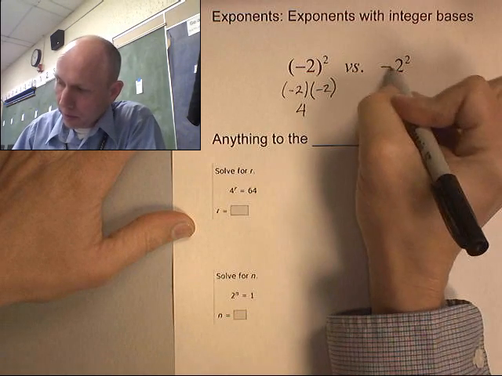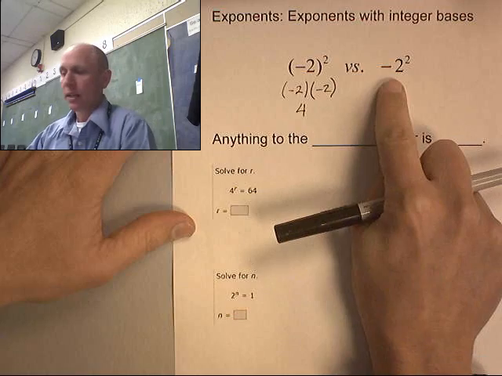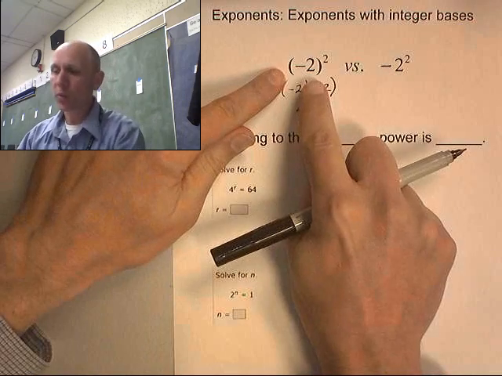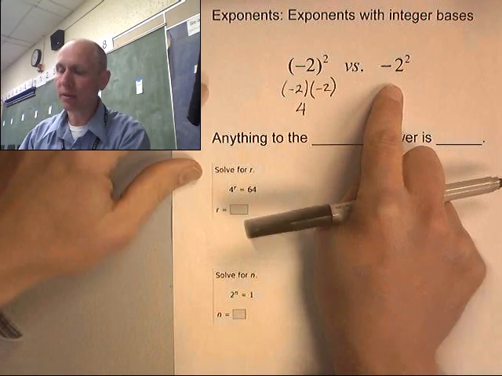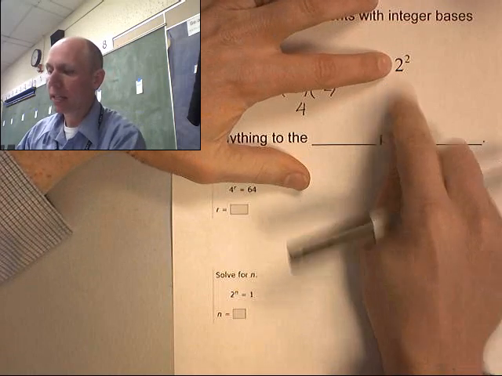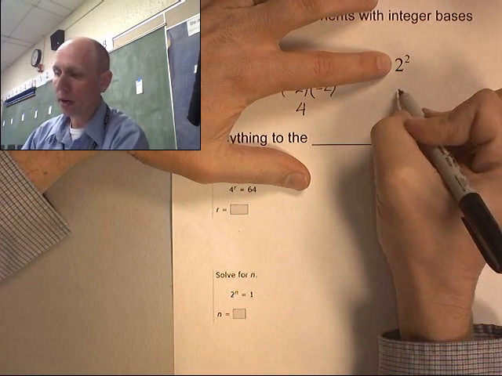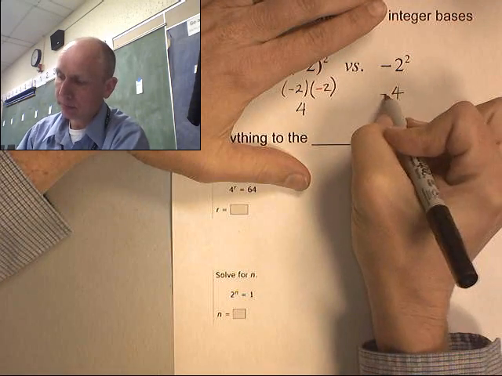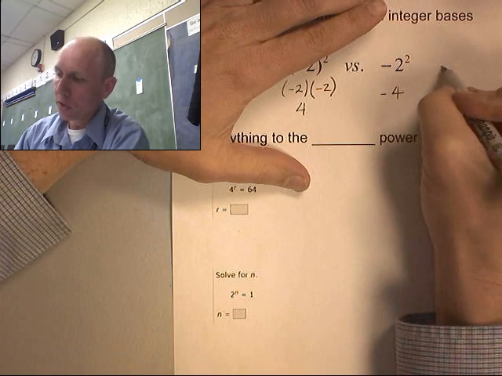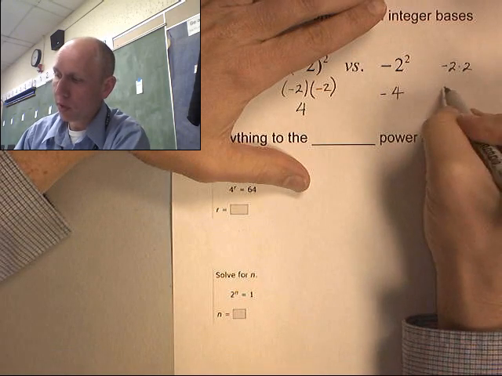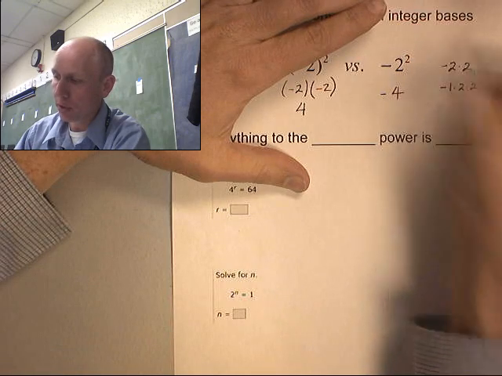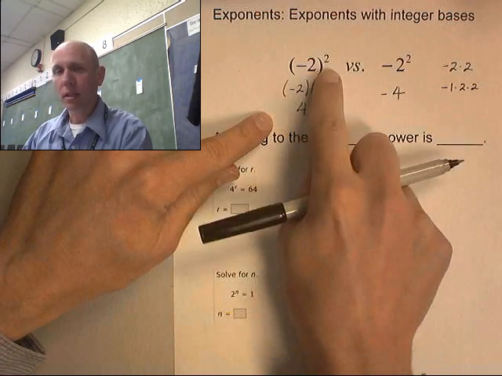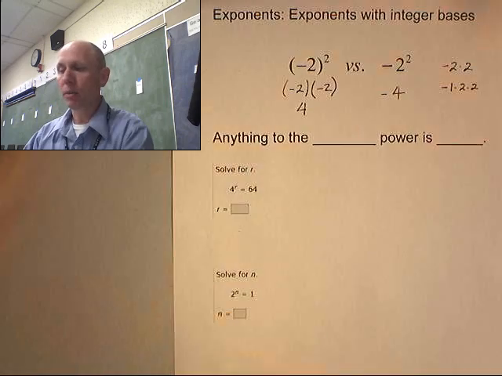Now, that's different from this one over here. This is negative 2 squared. What's the difference? Well, this one has parentheses and this one does not. This guy you can think of as a 2 squared, which is a 4, but then the negative comes back. Or you can think of it as a negative 1 times a 2 times a 2. So with the parentheses, a square becomes a positive. Without the parentheses, it stays a negative.